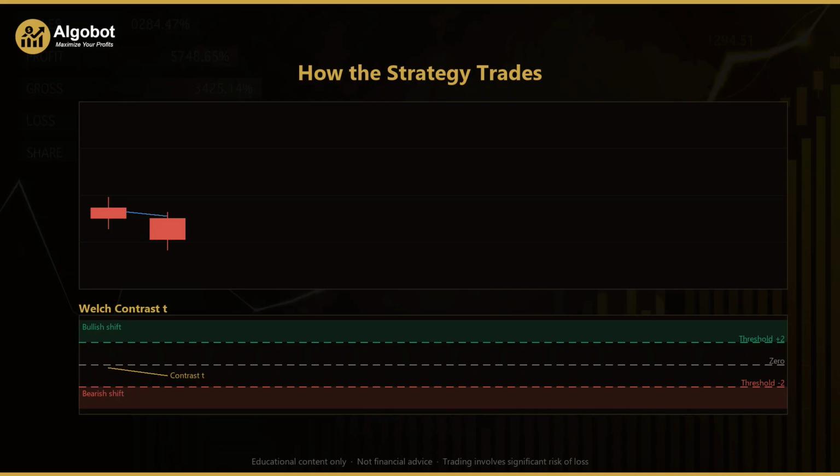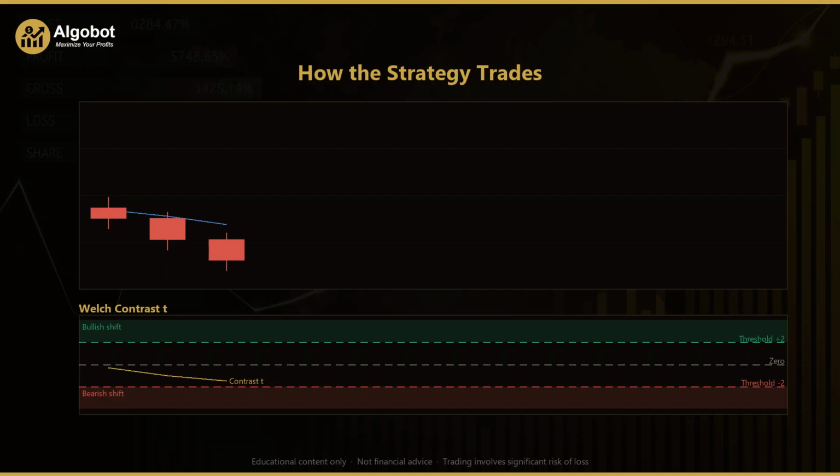On top you can see a series of candles with the slower trend EMA drawn through them. And in the panel below sits the star of the show, the Welch contrast T oscillator, centered on 0, with a threshold line at +2 and another at -2. Watch the left side of the chart first.